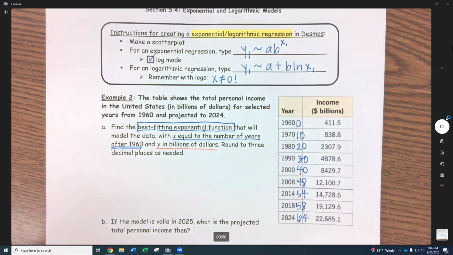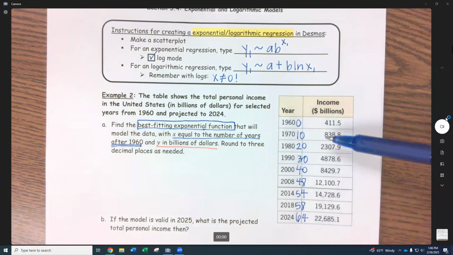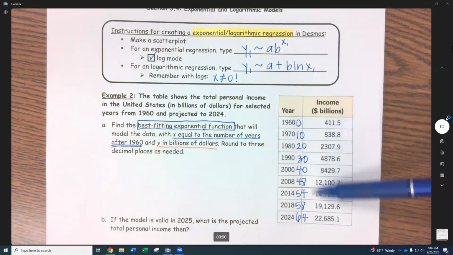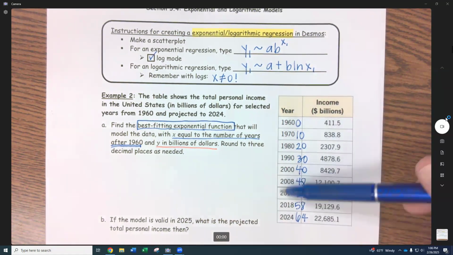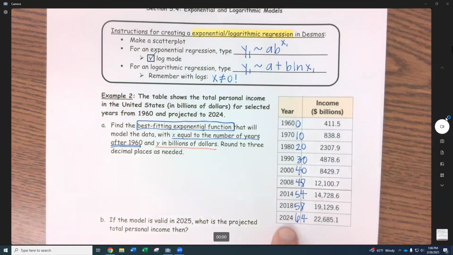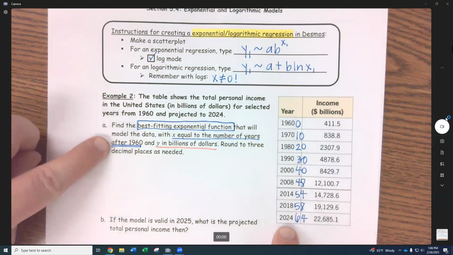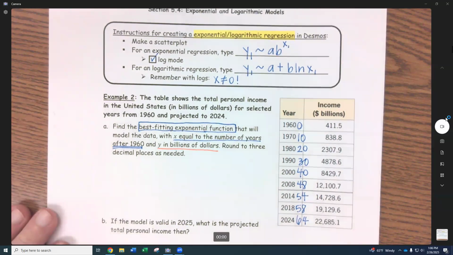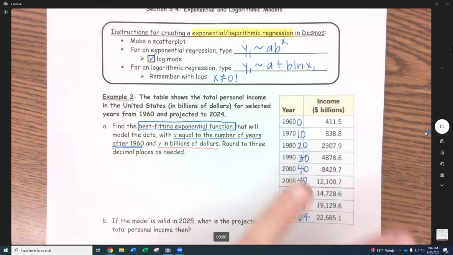I've been warning you with regressions not to just assume that however the pattern starts, that that's how it keeps going. You want to pay attention to those numbers and make sure they're increasing consistently. And if not, do the math, right? So 2024 minus 1960 will get you 64. Okay, and then our y column is good.